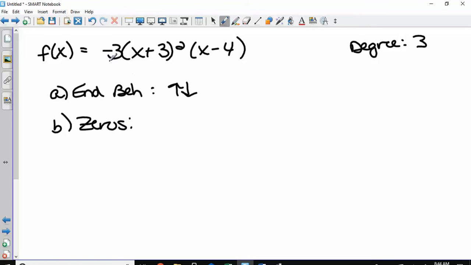So does -3 ever equal 0? No, so we can ignore that. What would make x plus 3 equal 0? It's squared, multiplicity of 2. And what makes x minus 4 0? Okay.